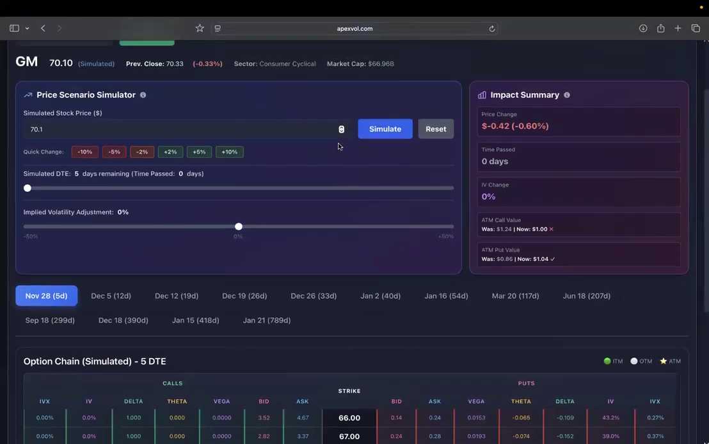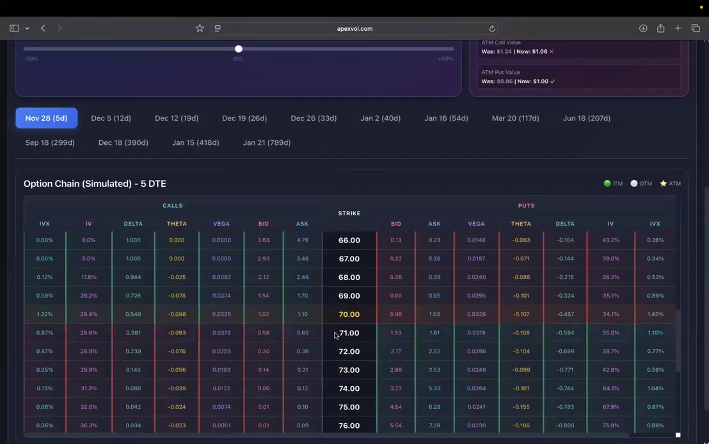And now we're going to walk the stock up another dime. And at 70.20, again at the 70 strike, the delta is now a 55. The calls are 102, 110 with a midpoint of 106. The put delta is now a 45, and the puts are 96, 103 with a midpoint of 99.